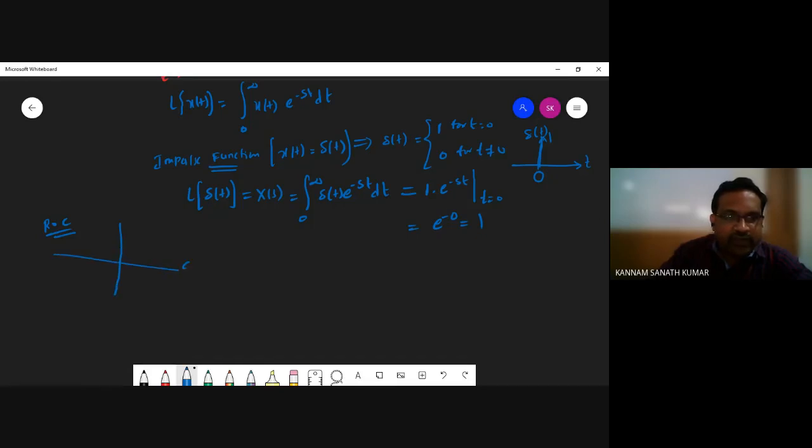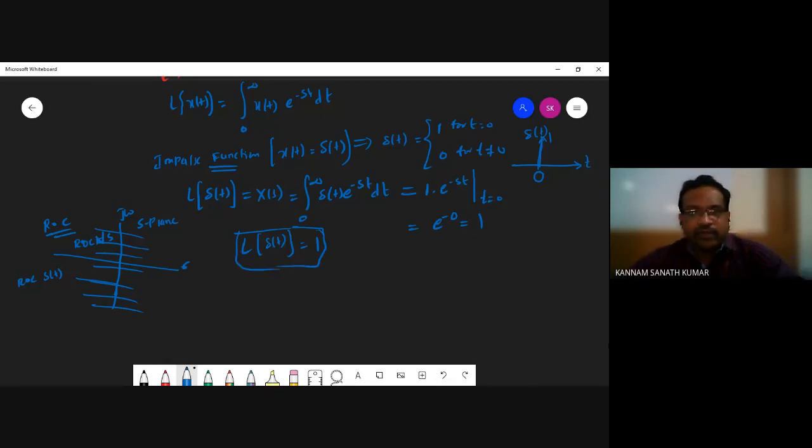If you see the ROC, region of convergence, the ROC is the entire S plane. This is sigma and this is the j omega axis, and this is the S plane. So the ROC for this delta function is all of S, the total S plane. This is the ROC of del of t. So the Laplace transform of del of t equals 1. Need to remember this.